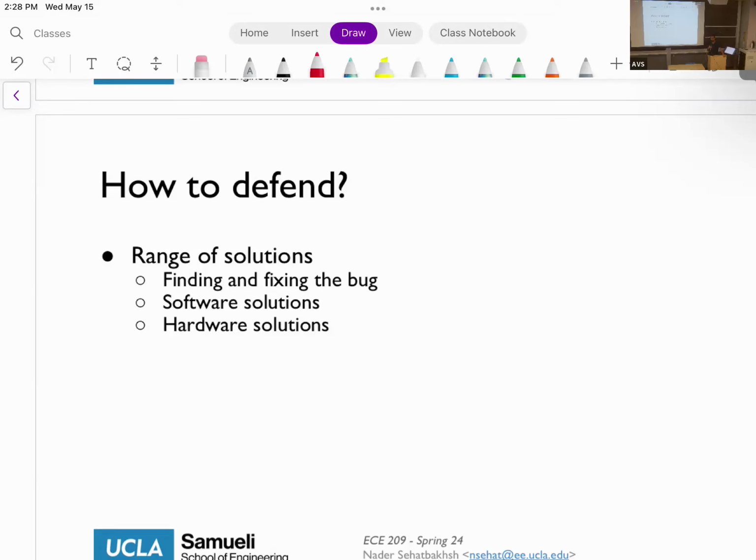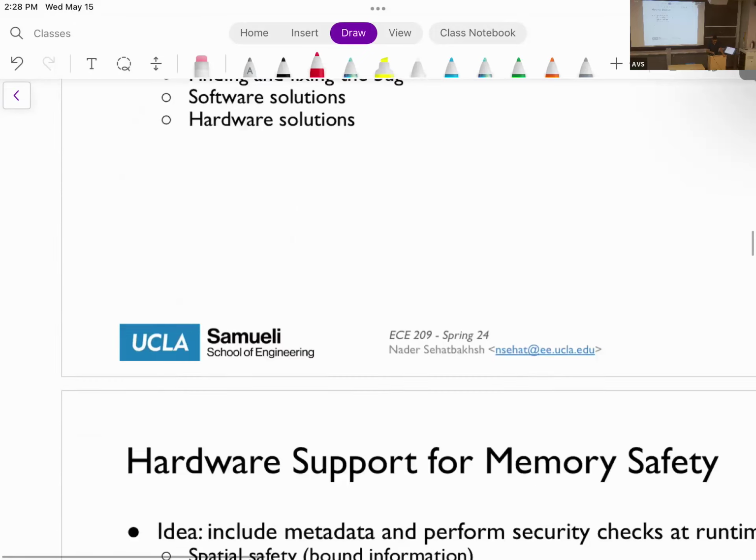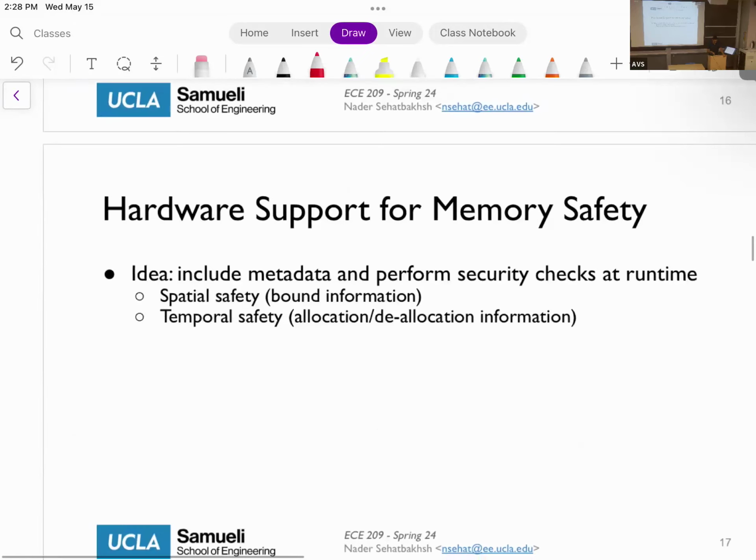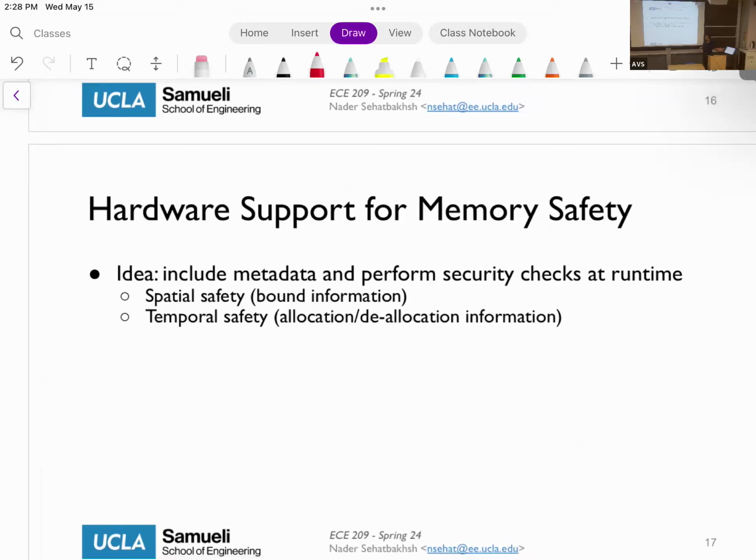At the hardware level, there are also tons of solutions that we're going to talk about in the next few slides. There are two large classes of solutions when it comes to memory safety for hardware, and these would be the things that you will learn in your paper presentations. We're going to see them next week.